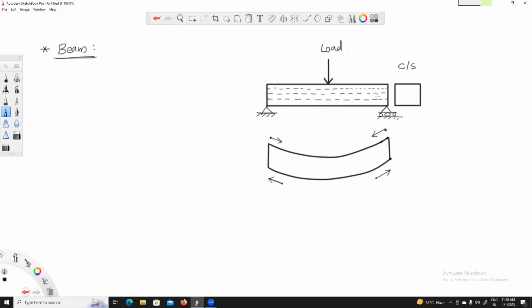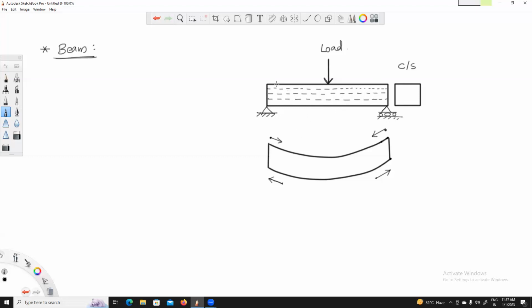But remember that it is not a finite number of fibers, because this is a continuum body. In between, we also have many fibers in this particular beam. So you can say in brief that this beam is comprised of an infinite number of fibers, as shown in the figure.